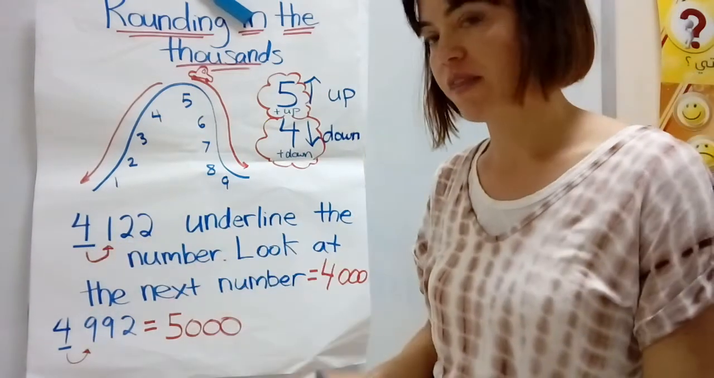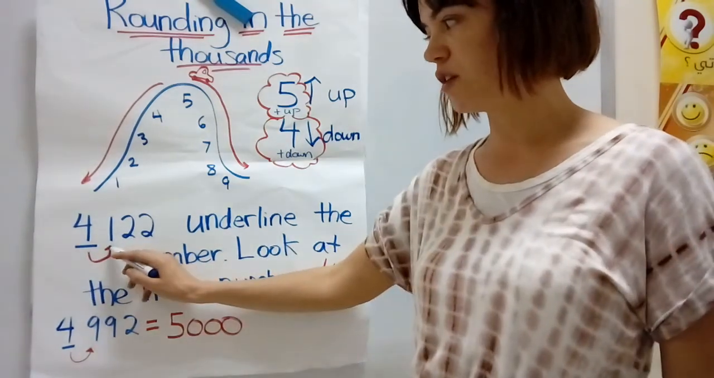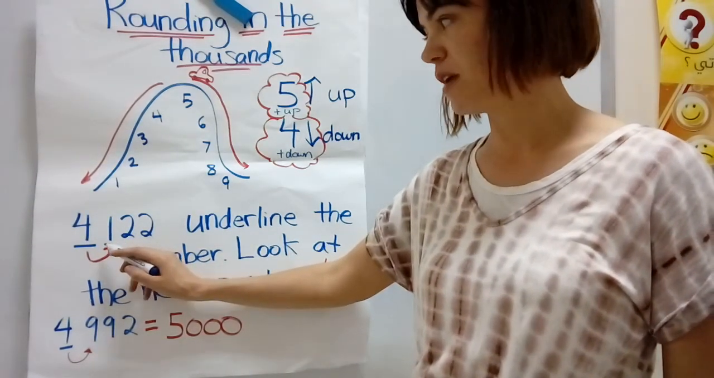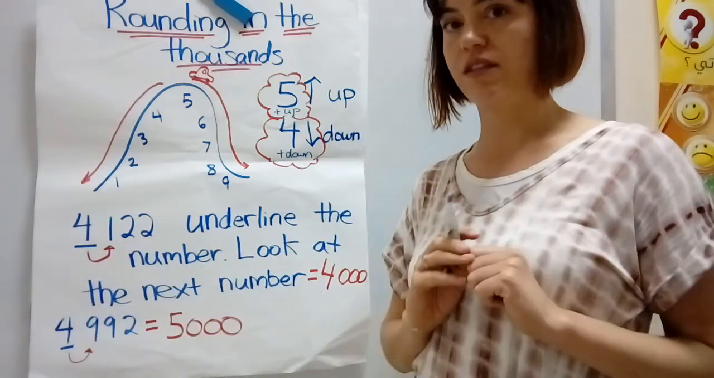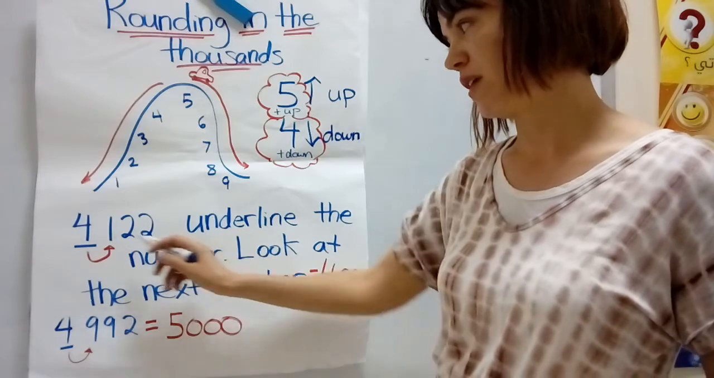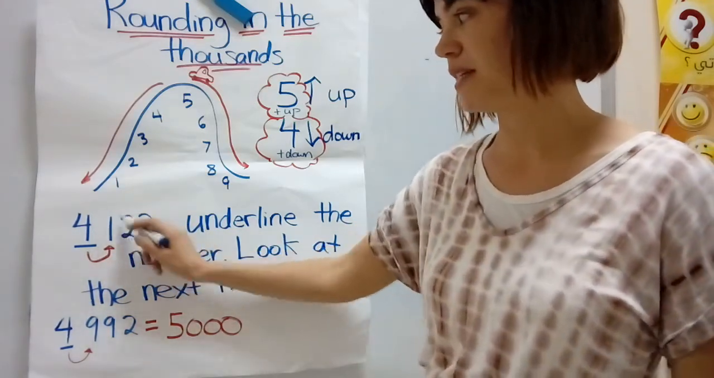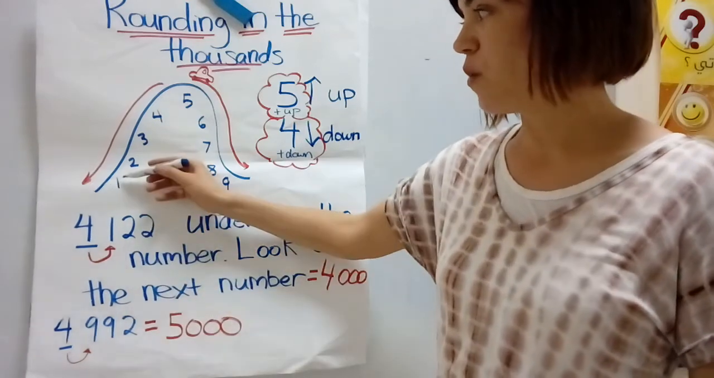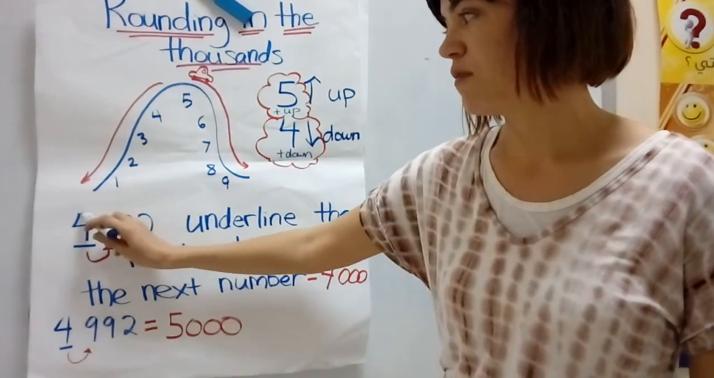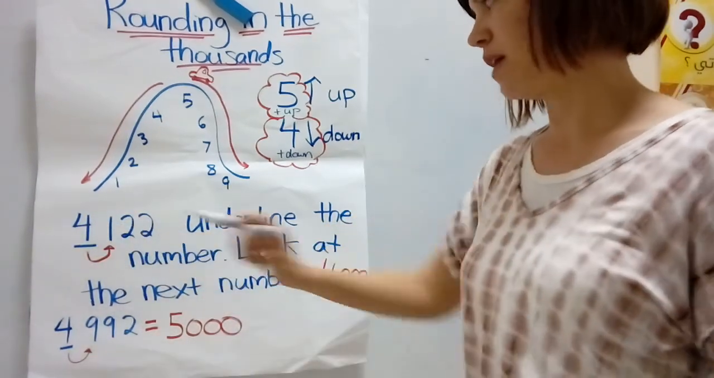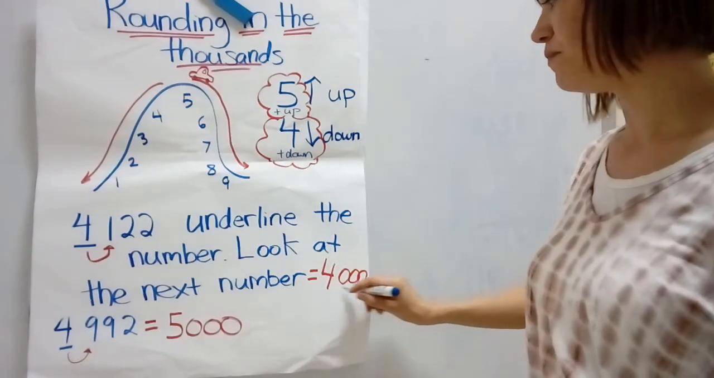So, if we're rounding in the thousands, we underline that number, and then we need to look to the number next to it. Now, 4,122 is between 4,000 and 5,000. And we want to know which one it's closer to, and this number helps us decide that. This is a 1, which helps us round down. So the 4 stays a 4, and the rest of the numbers become 0. So that number rounds to 4,000.